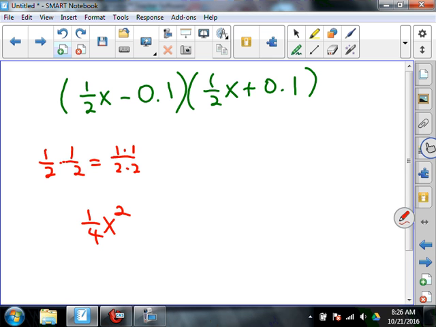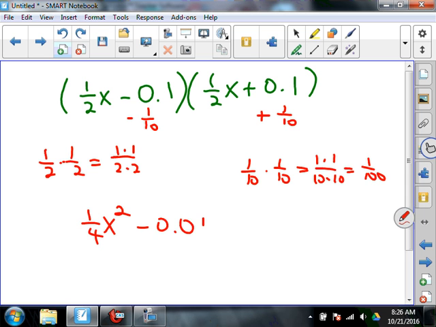Now, a lot of people say they love decimals. They're bad at multiplying them. This is really minus a tenth, and this is plus a tenth, and a tenth times a tenth is 1 times 1 over 10 times 10, which is a hundredth, or as a decimal, because you all love decimals so much. Right? Okay.